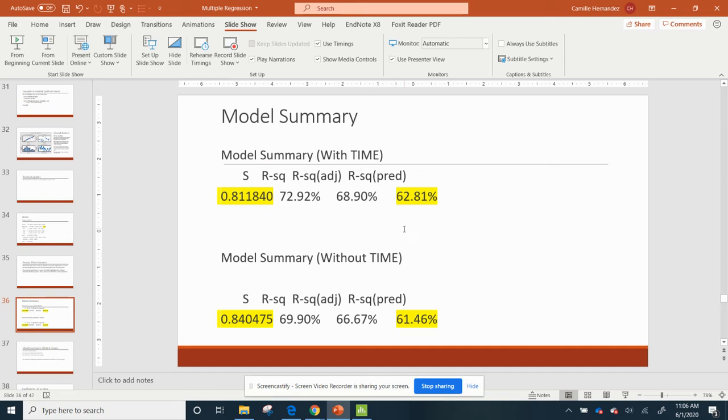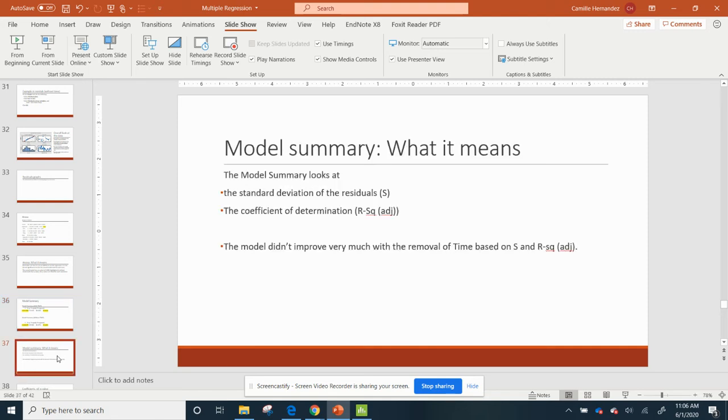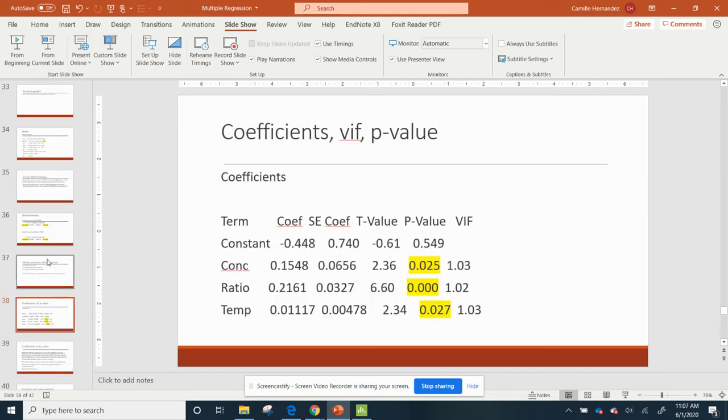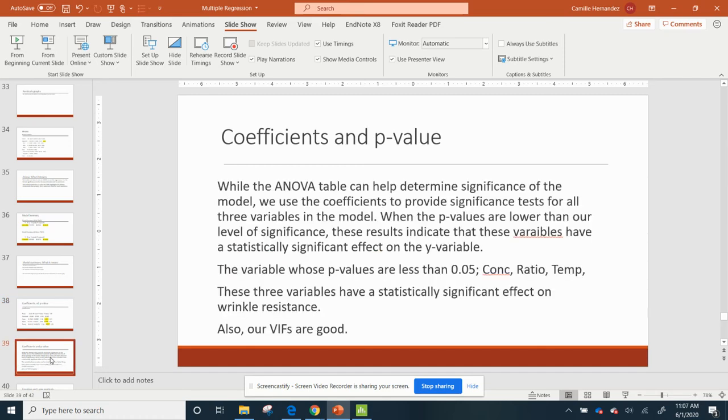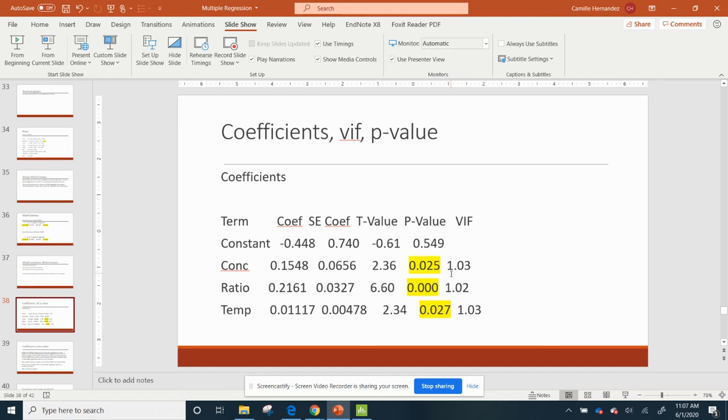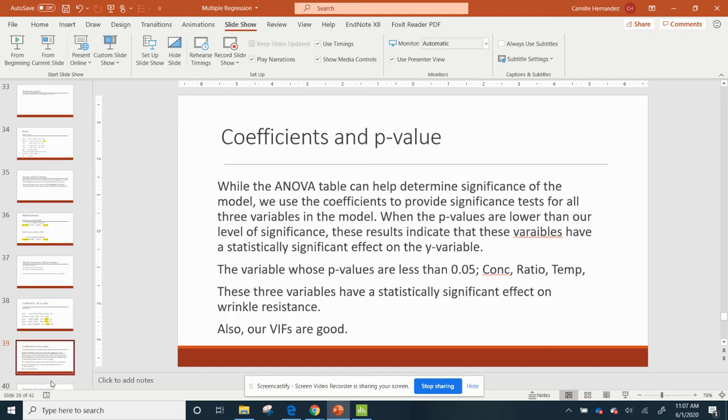Okay, so then the model summary. Remember with time it was 62.81. Without time, it's 61.46. It hadn't really gotten any better. So maybe this is the best this model is going to be. Again, the model didn't improve much, but I still took it out just to look at it. All right, so let's keep going. Again, I looked at my p-values. They're good. Our VIFs were good too: 1, 1, and 1. So the VIFs are great.